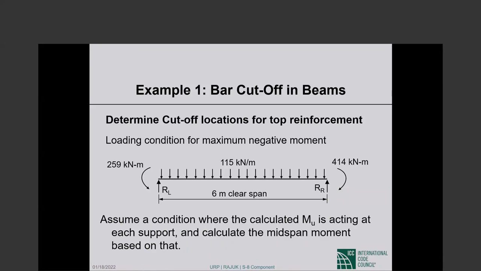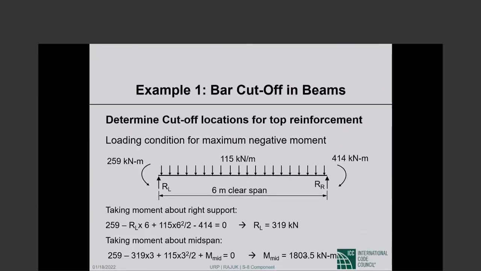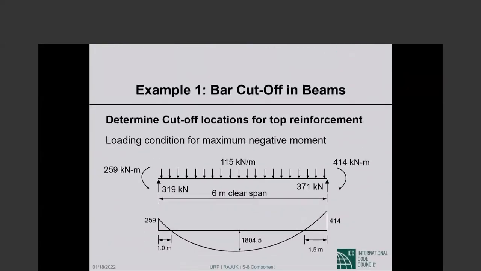So 414 and 259, the calculated moments are, assume a condition where the calculated M sub U is acting at each support and calculate the midspan moment. That's what we are doing here. 115 kilonewton per meter load is sitting on the beam. So taking moment about right support, the reaction comes to so much. So midspan moment, to cut a long story short, comes to 1803.5 kilonewton meters.